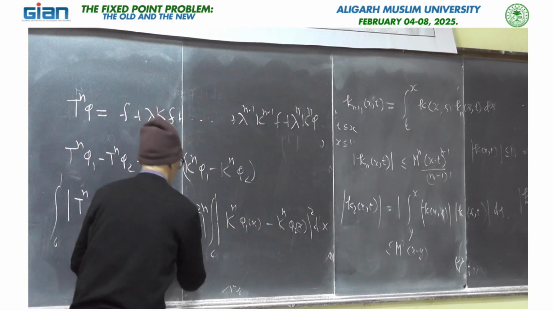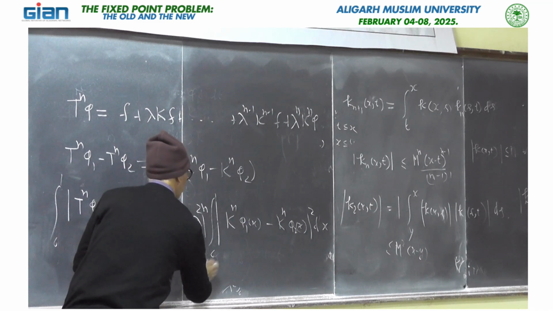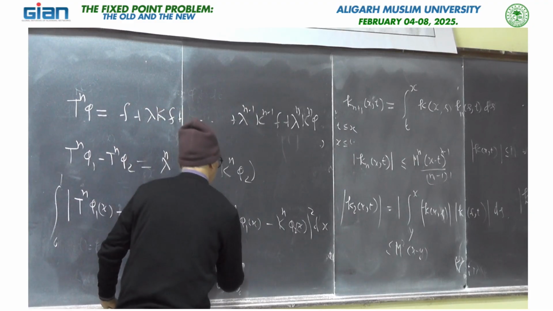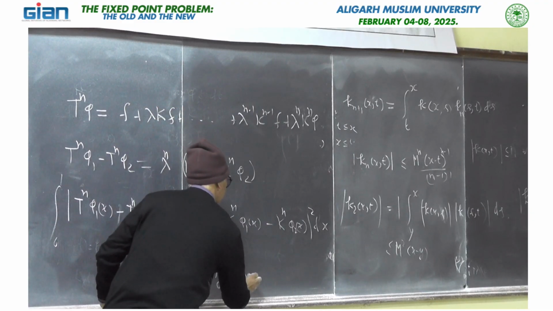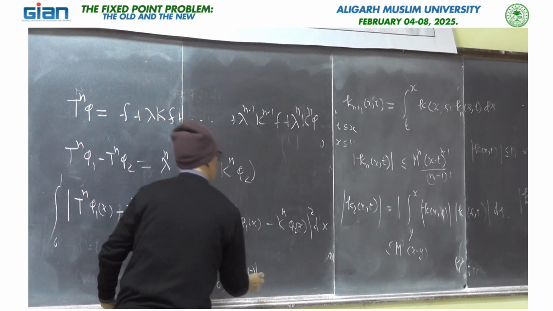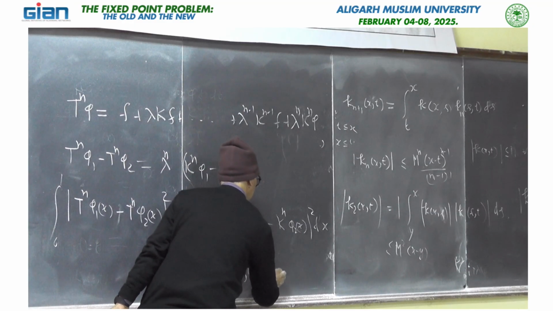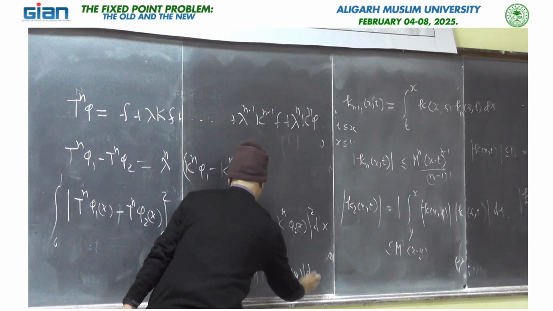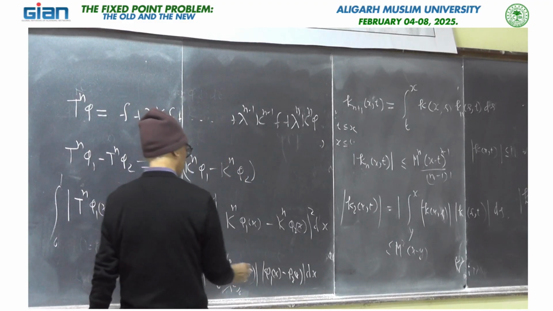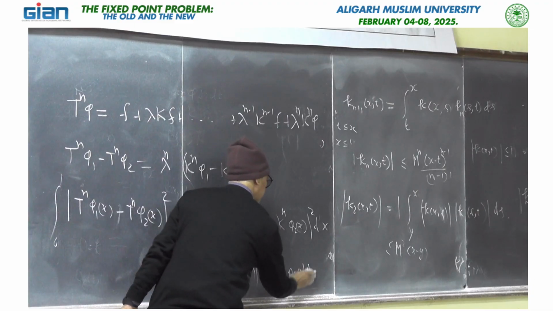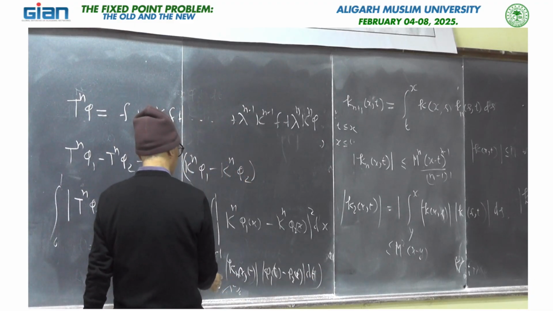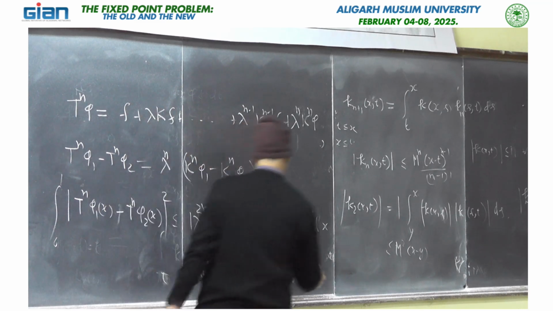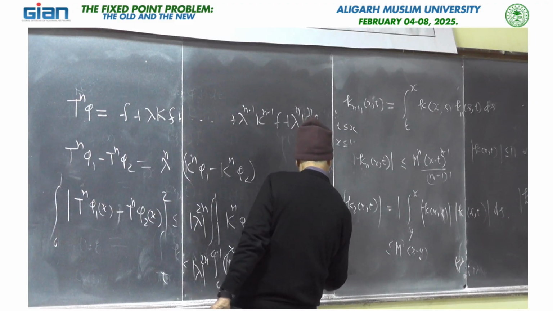and substituting all that, it will be |lambda|^{2n} integral 0 to 1, and this K^n has the kernel, that little k_n(x, t), and you have this phi_1(t) minus phi_2(t), mod of that, dt, and then you have the integral 0 to x there, and then finally dx.